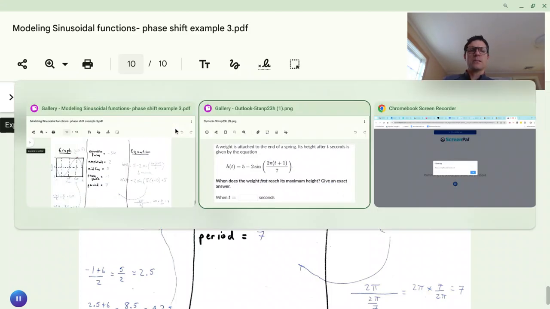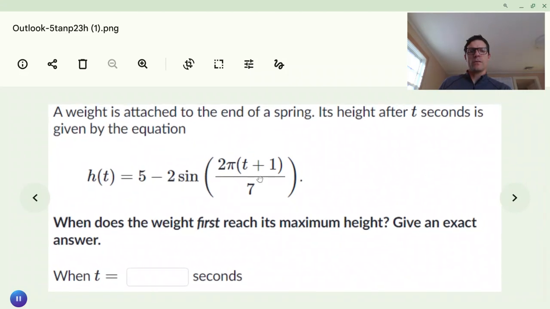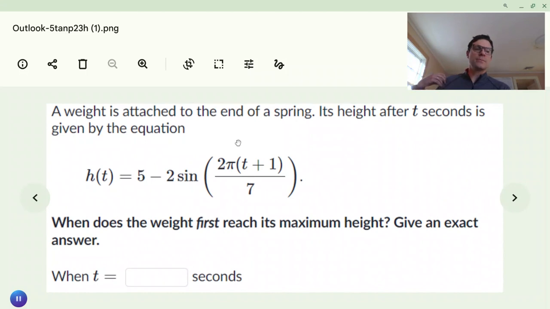I think it's centimeters. Let me see. Actually, that part of the question's not there. So it's some unit for height. It could be centimeters, feet, or whatever. But all we need to do to answer the question is that it reaches its maximum height at 4.25 seconds. I hope that helps.